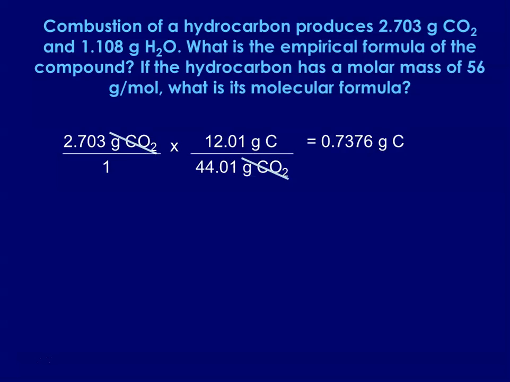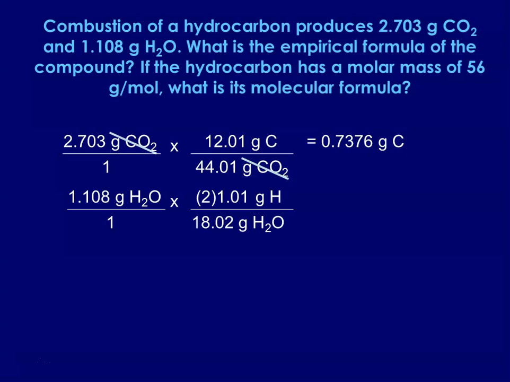If I wanted to know about the hydrogen, I would use my 1.108 grams of water, and I would work backwards from water to hydrogen. Keep in mind with hydrogen, because there are two hydrogens making up H2O, you would need to account for both hydrogens, or have 2.02 grams of hydrogen for every 18.02 grams of water. When I do my math through, after canceling out my units, I need to have, probably should have had, 3 sig figs.